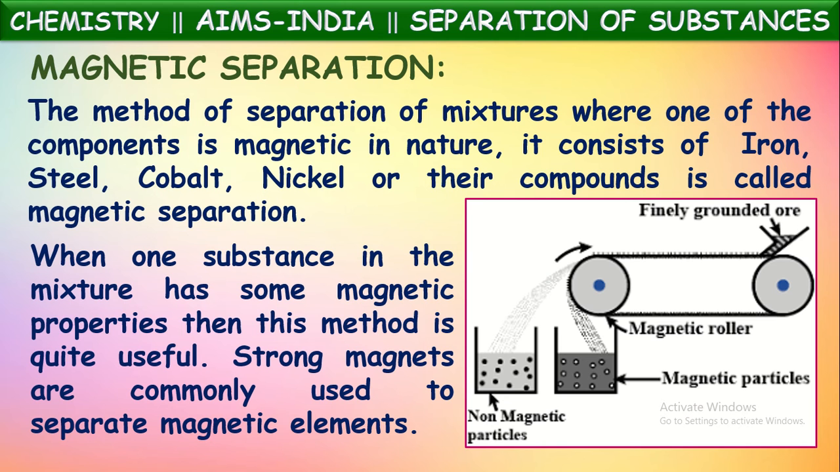When one substance in the mixture has some magnetic properties, then this method is useful. Strong magnets are commonly used to separate these magnetic elements. As I told, if one component is magnetic and the other is non-magnetic, then we can separate these two by using strong magnets.